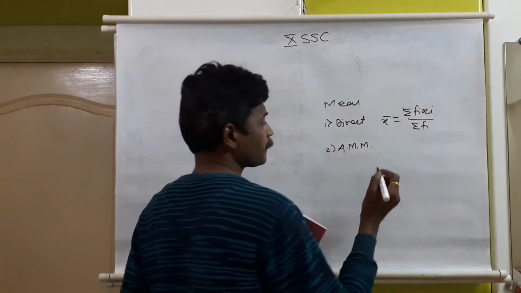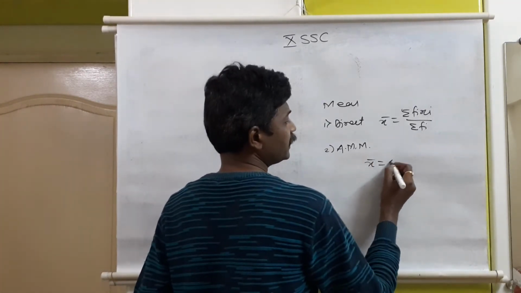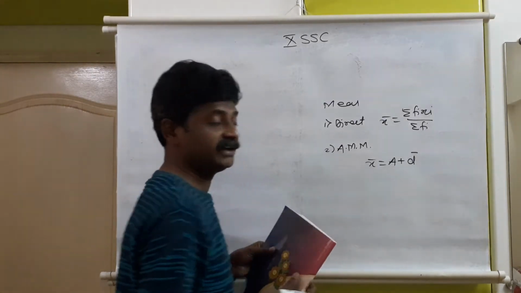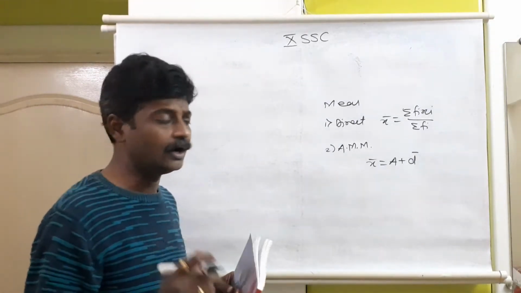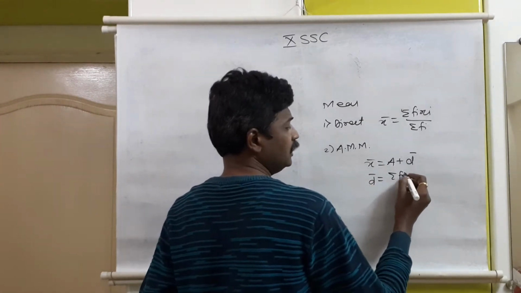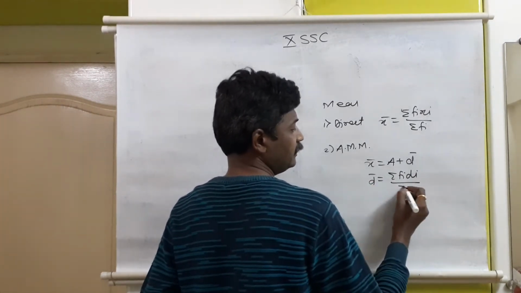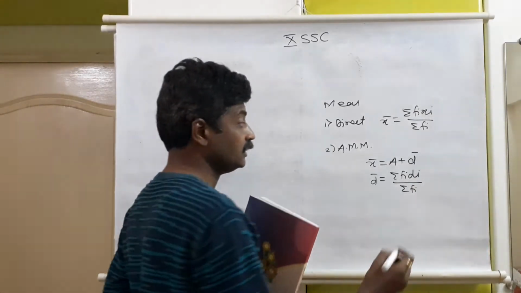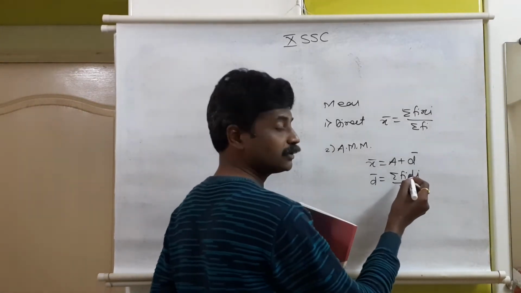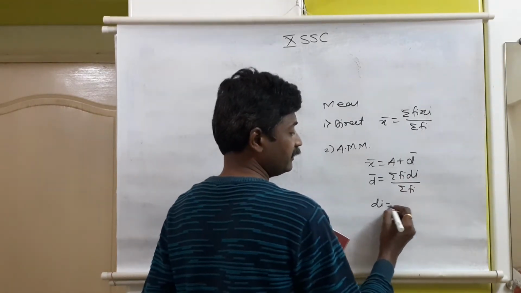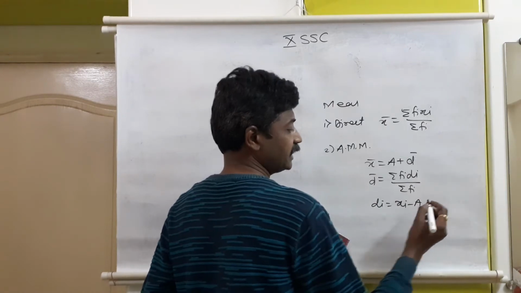In that we use the formula x bar is equal to a plus d bar. D bar is the mean deviation. How to find out the mean deviation? Mean deviation d bar is equal to summation of fi di upon summation of fi, or sigma fi. Here di is the deviation. Frequency is already given in the table. How to find the deviation? Deviation is xi minus a.